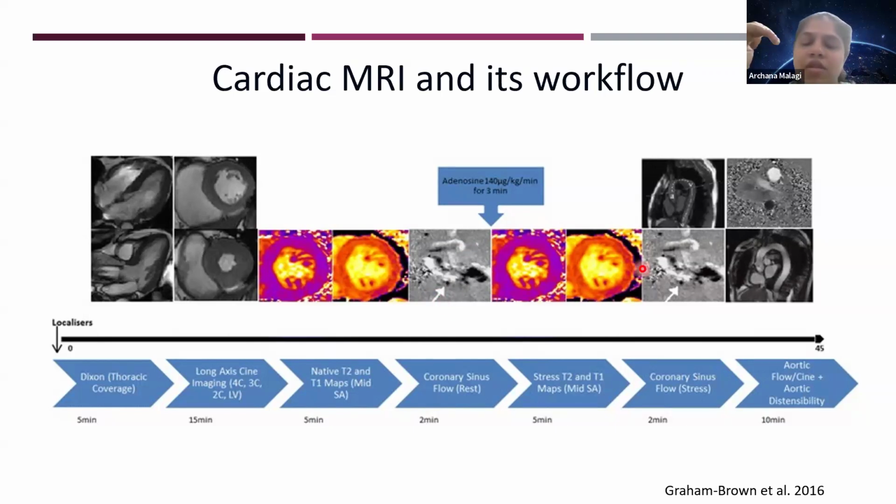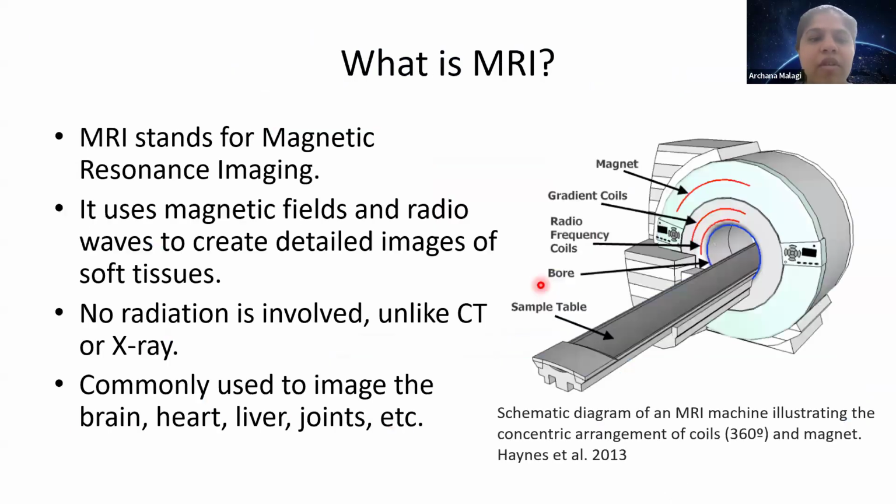And then what we do is we administer stress agents. So we want to know how the heart performs, the heart function during the stress. And then we calculate different cardiac outputs using these images. So this is the overall cardiac protocol which radiologists use.